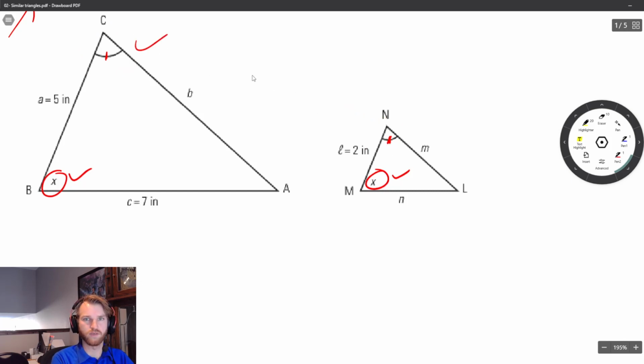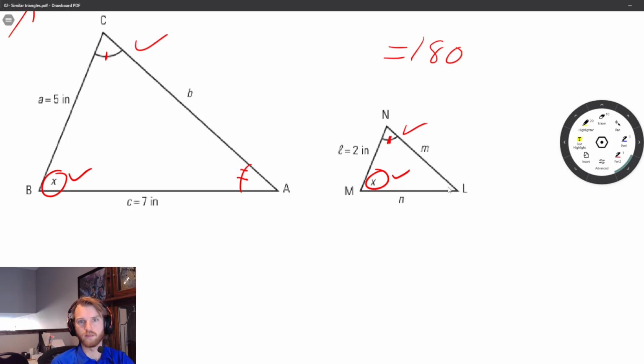So that's another match of angles. But it doesn't tell us anything about this one here. Let's label this one with like 2 ticks. Okay, we don't know if this angle and this angle are the same. But we know that all three angles together are going to add up to 180. So this one plus this one plus this one are going to add up to 180. And we know that this one plus this one plus this one are going to add up to 180.